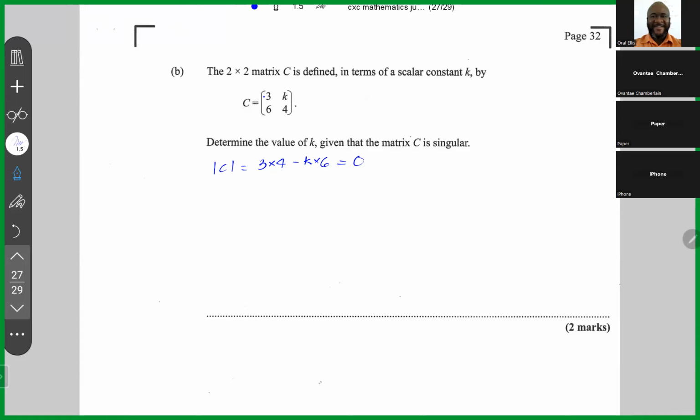So therefore, what we have is 12 minus 6K is equal to 0. We have 12 is equal to 6K. Divide both sides by 6, and we are going to get K is equal to 2. So if C is a singular matrix, the constant K would be equal to 2.